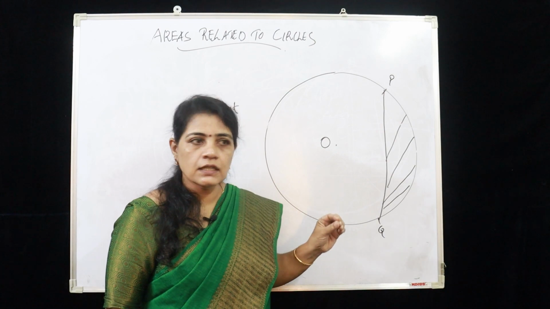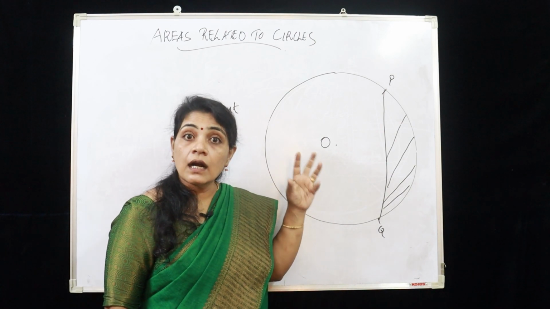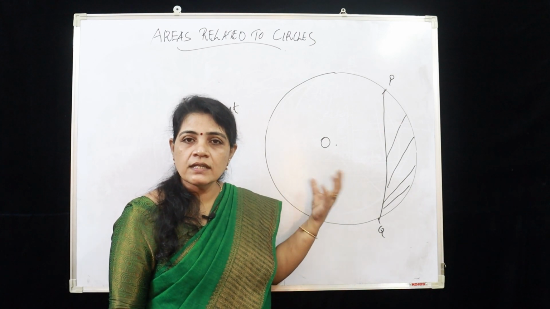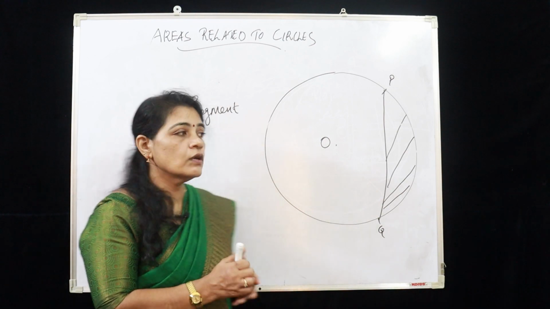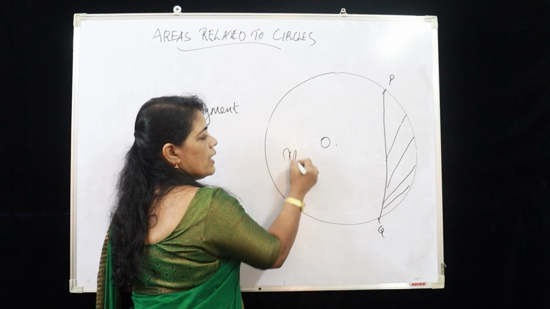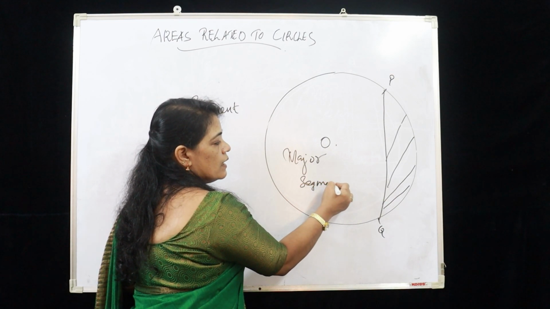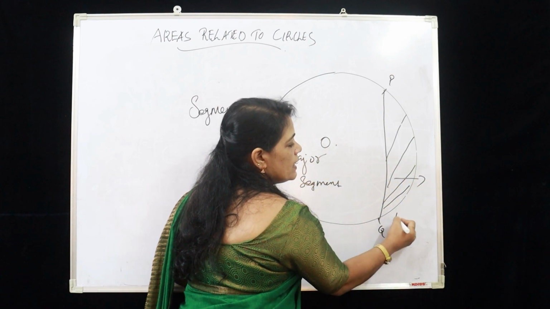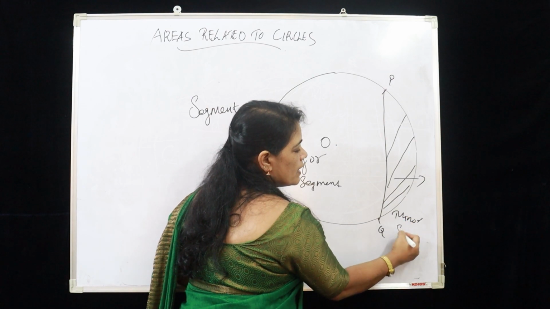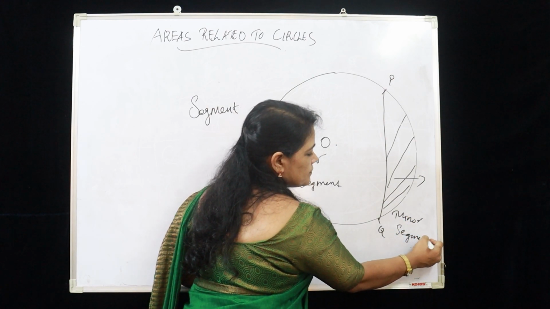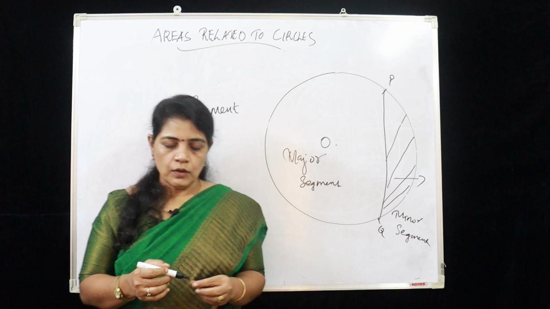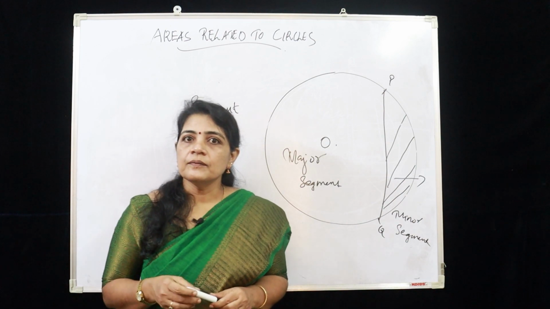As in the case of the sector, this is the region which covers the major portion of the circle. So, it is called the major segment. Major segment, and this is the minor segment. Minor segment. Okay.